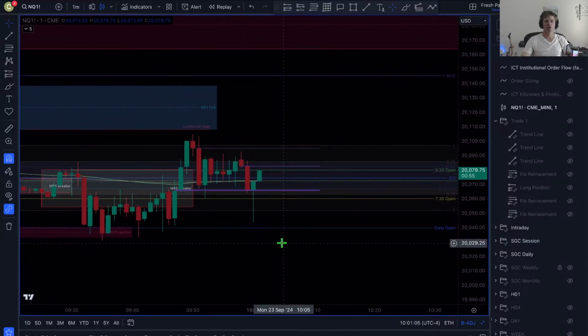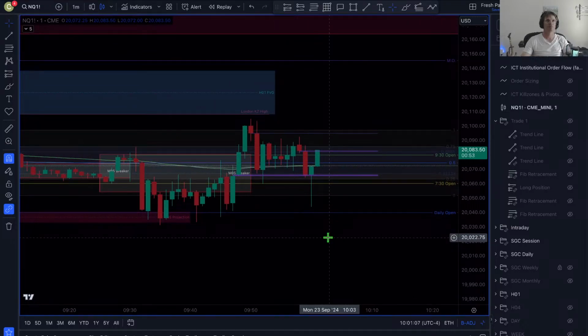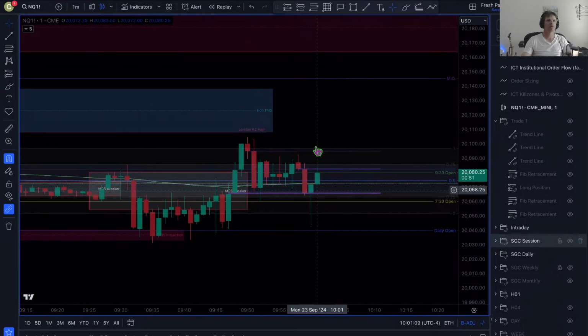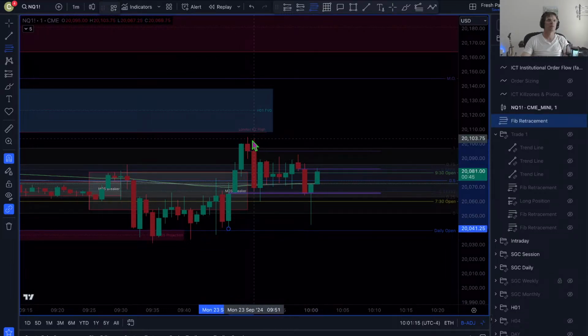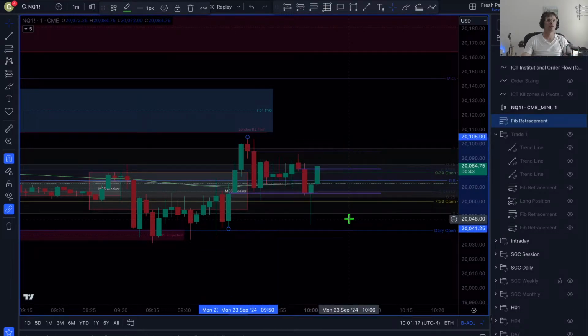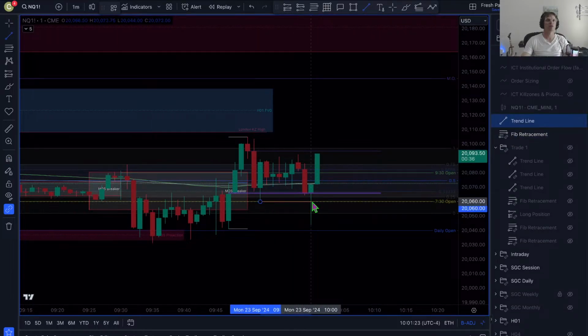That was very liquidity sweepy on the M1. So we're actually still holding this range here. Look at that as a range. That was the liquidity sweep of this ERL right here.